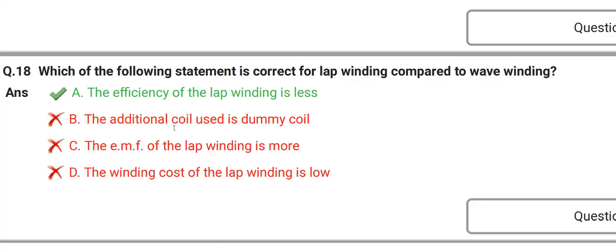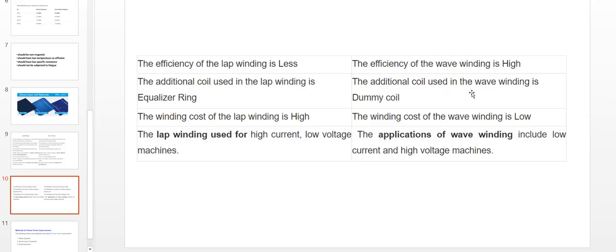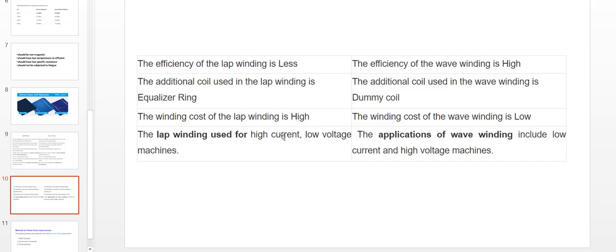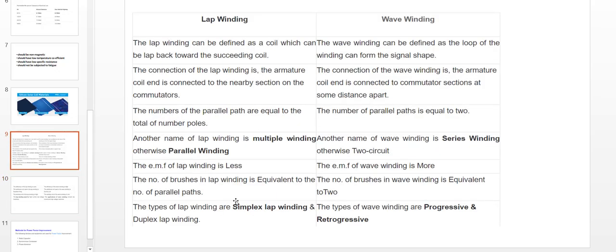And the next one, if we are talking about the additional coil used, it is the dummy coil. Okay, the additional coil used in the wave winding. Okay, and in the lap winding they are equalizer rings. So understand one thing that they can ask anything from these points. The options they are giving are right or wrong. So dummy coil you can read from these points which are in the table already.